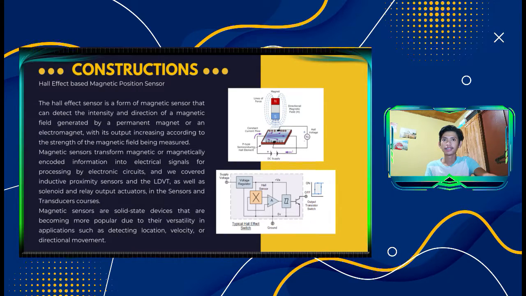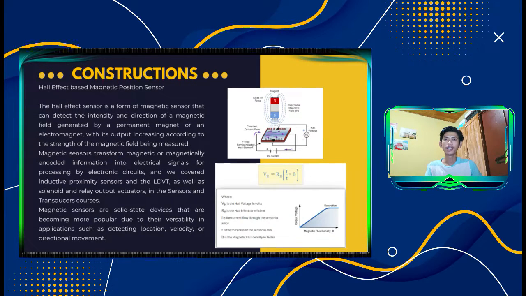And next, you can see in the figure in the PPT the formula where V sub H is equal to R sub H times the quantity of I over T times B, where V sub H is the Hall voltage in volts, R sub H is the Hall effect coefficient, I is the current flow through the sensor in amps, T is the thickness of the sensor in millimeters, and B is the magnetic flux density in Teslas.